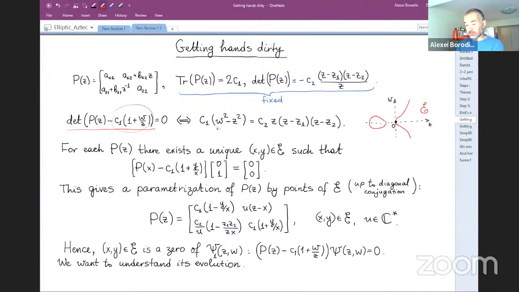Now, if one looks, for example, at the zeros of the first coordinate of the eigenvector, what that means is that we are looking for the situation when (0, 1) is an eigenvector. So if we impose that this is an eigenvector of my matrix, then it's elementary to show that there is a unique point of the elliptic curve where this is realized. And moreover, this correspondence between the matrices and the points on the elliptic curve is 1-to-1. So there is a parameterization of these matrices up to diagonal conjugation by the points of the elliptic curve. So the moduli space, if one wants, here is just an elliptic curve.